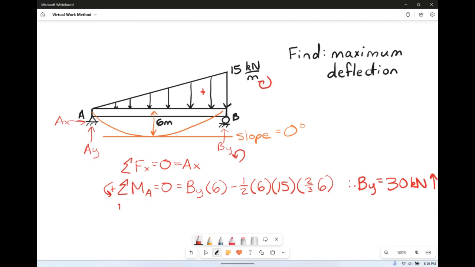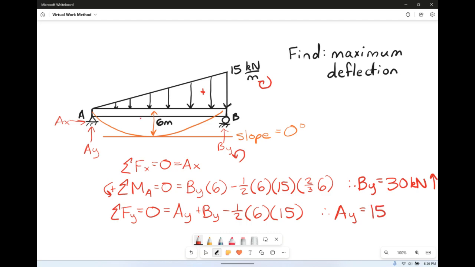Then, if we sum the forces in the y direction and set it equal to 0, we have AY going up, we have BY going up, and we have minus 1/2 times the base of 6 meters times the height of 15 kilonewtons per meter. So AY is going to equal 15 kilonewtons, also going up.